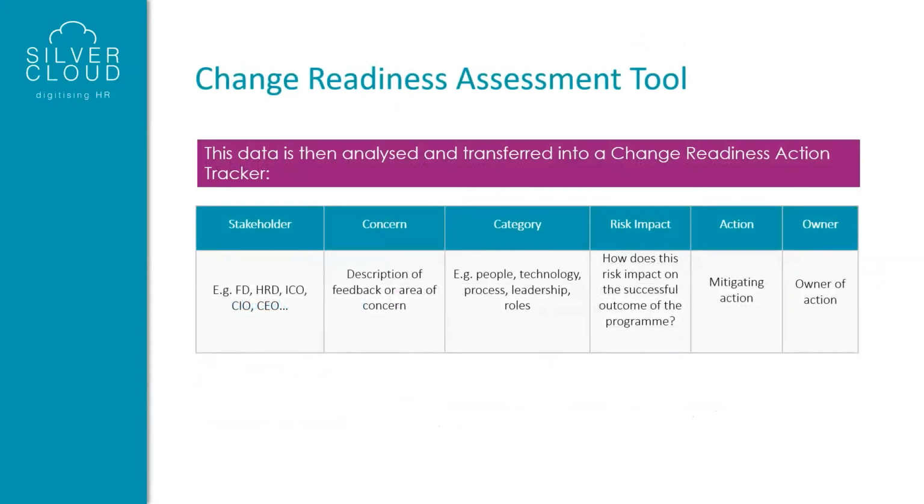The data is then transferred onto the Change Readiness Action Tracker, and you're able to identify who your stakeholders are, any concerns they have, the category they fall under, the risks, so for example, how the risk will impact the successful outcome of the programme, any mitigating action that you have, and who's going to take an action to make sure that it's tackled.